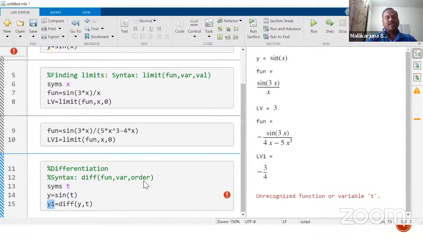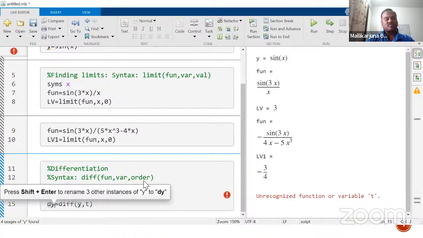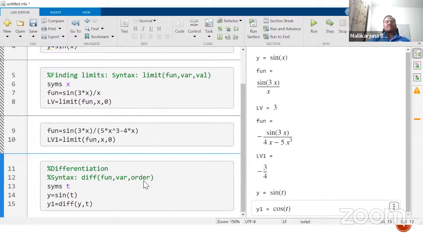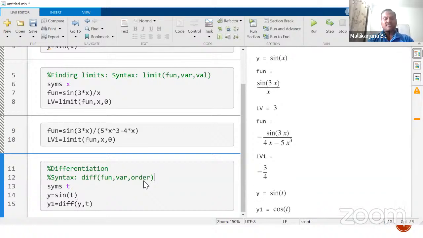Y1, that means y prime, is the differentiation of y with respect to t. Here you can give any notation. If you want, you can give df also. So the LHS is your wish. You give whatever you want at the LHS. So y1 is the differentiation of sin t, like this.